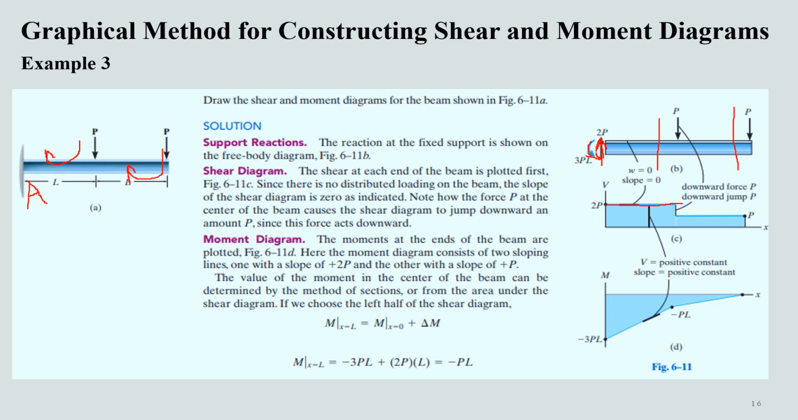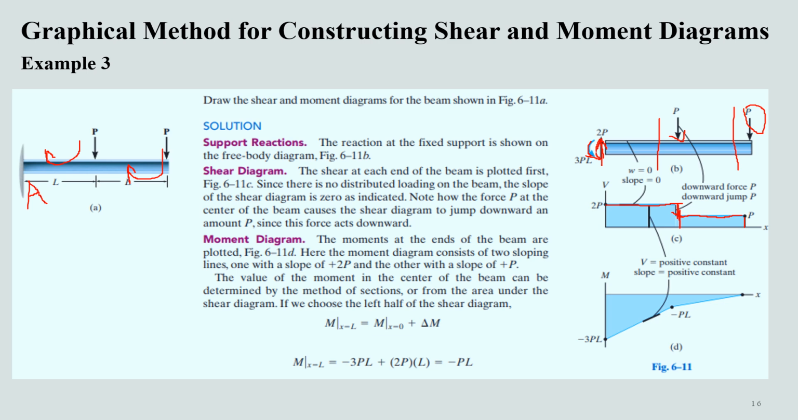And then, as we discussed on the previous slide, the shear force will jump downward if we are having a concentrated force. So this 2P will jump downward equal to the amount of this applied load, which is P here. Then again it will remain constant because we are not having any loading between these two loads. And at this end point of the beam, it will again jump downward equal to the amount of this applied load, which is P. So this is our shear diagram.